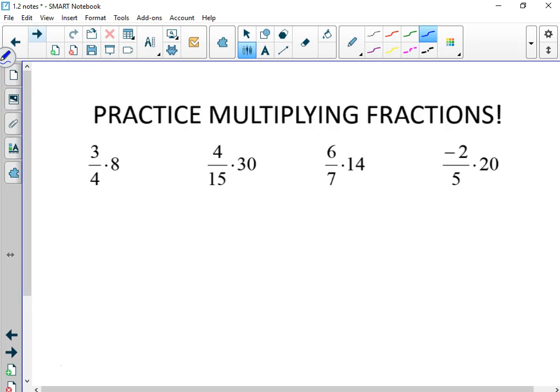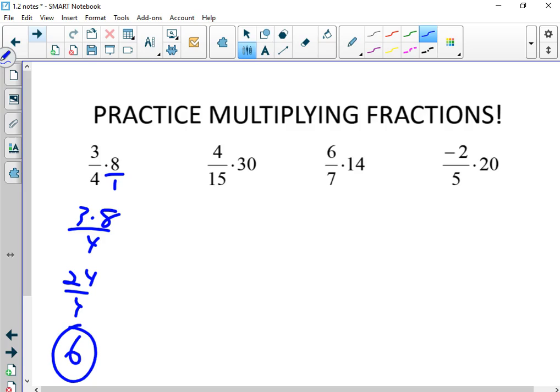Okay, practice multiplying fractions. There's two ways to go about this. This is really 8 over 1. You don't have to write 8 over 1, but it is 8 over 1. So you have two choices. You can do 8 times 3 over 4, 24 over 4, which is just simply 6. You can do that.